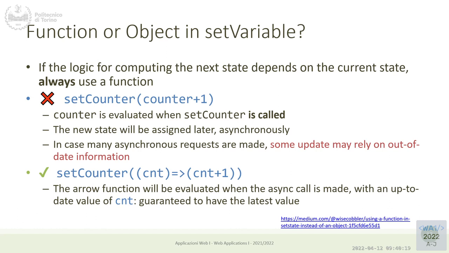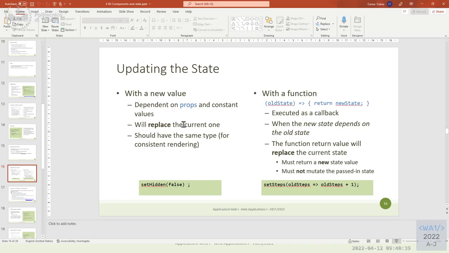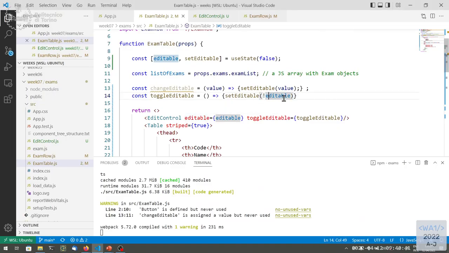So as a general rule, if I am updating the state, as opposed to setting to a constant value, no problem. Updating according to an expression that depends on the current state, always use a callback. So in this case, in our code, I shouldn't compute the complement of editable right now. I should schedule a callback that will take the future value of the editable and return its complement.